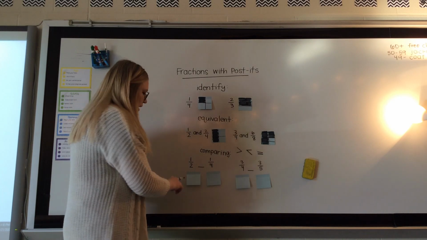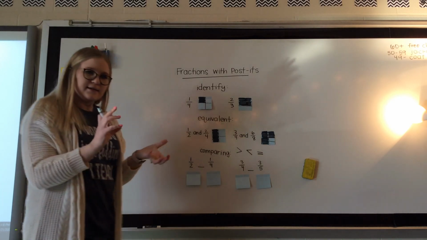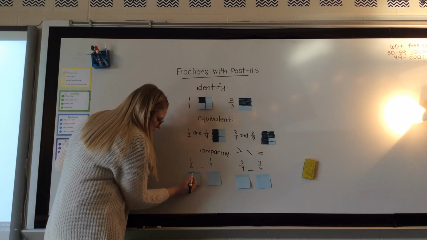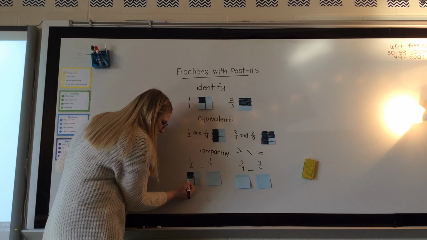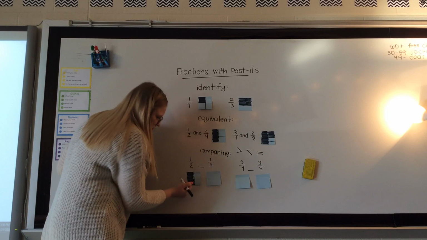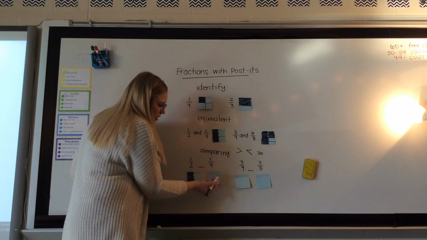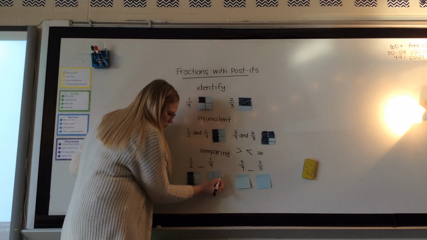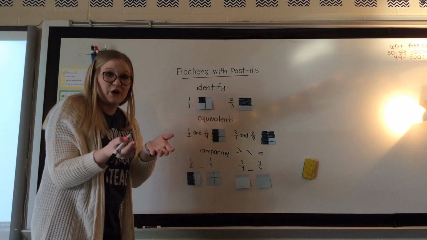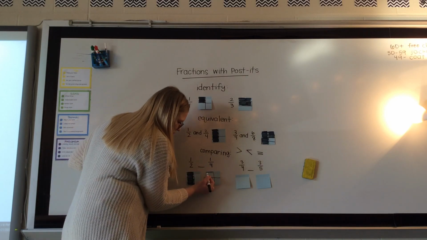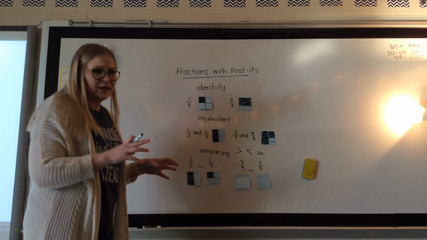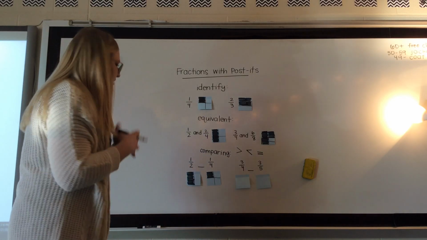Over here, I used 2 different Post-its. Over here I would have 1/2, again separating based on the denominator. So I have 2 parts, and one of them is shaded because of my numerator of 1. Over here I have 4 parts because of my denominator of 4, and one of them is shaded because of my numerator of 1. Now I can compare.